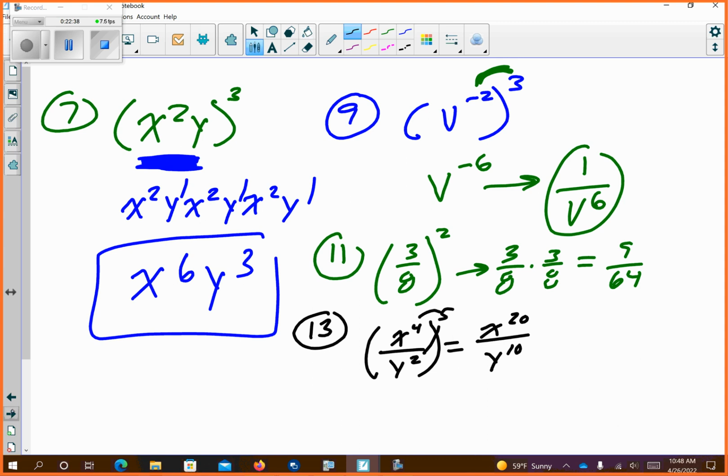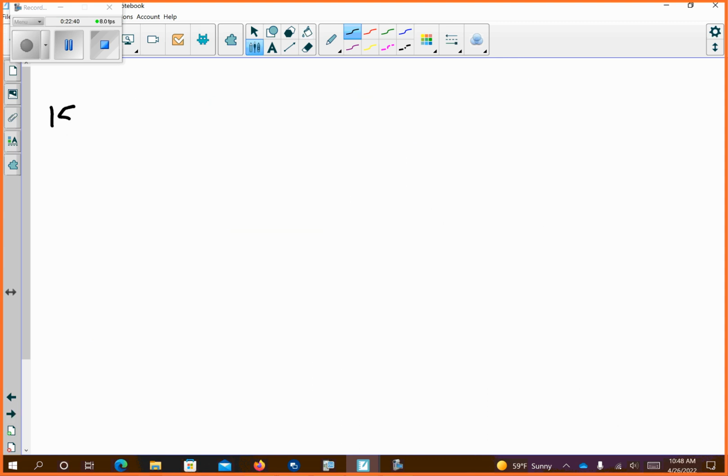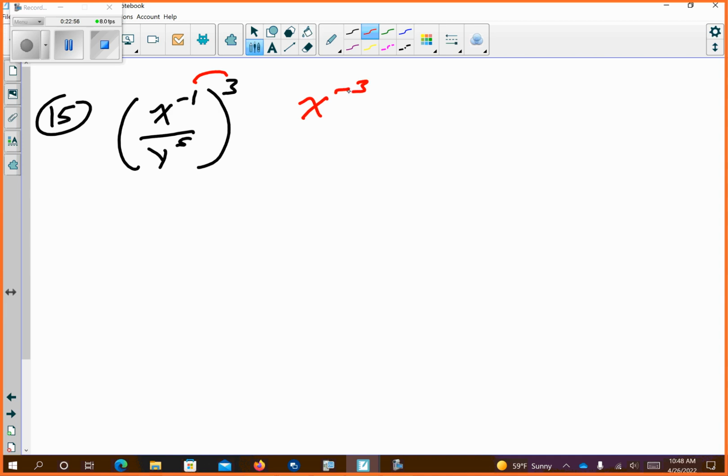All right, number 15. Here we go. X to the -1, y to the 5th. It's all raised to the 3rd. Okay, so we can get rid of the negative exponent first, or we can deal with it last. I'll deal with it last. So that goes there. That gives me x to the -3 because power to power we multiply. And that becomes y to the 15th.